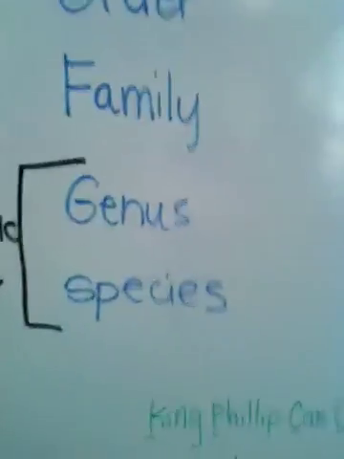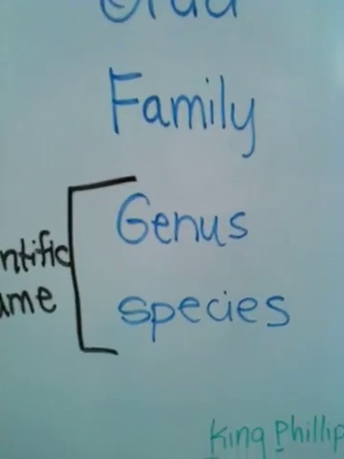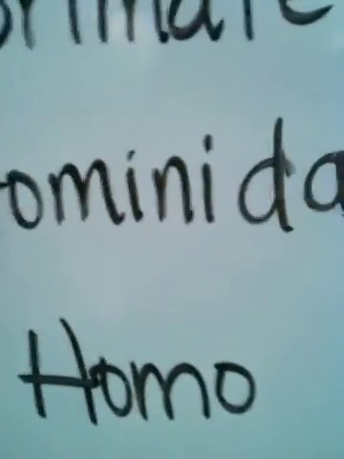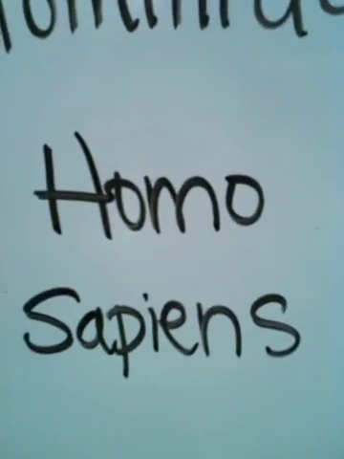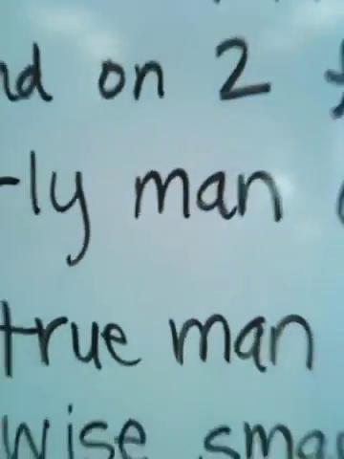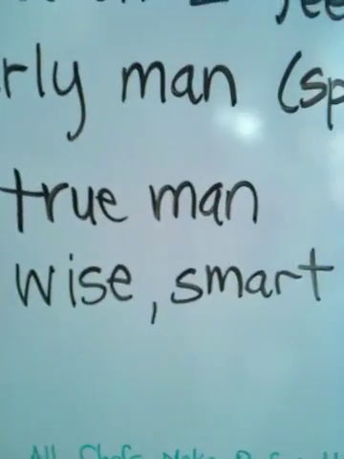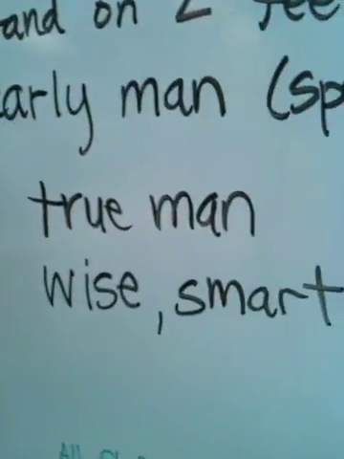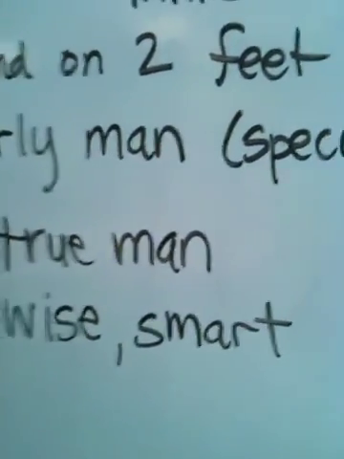Our last 2 categories are the genus and the species. And again, these make up the scientific name. Our genus is called Homo, and our species is sapiens. Homo sapiens. Homo means true man, and sapiens means wise and smart.